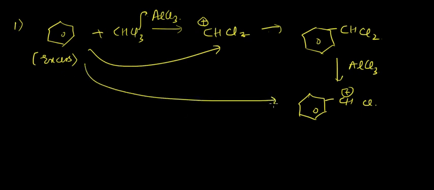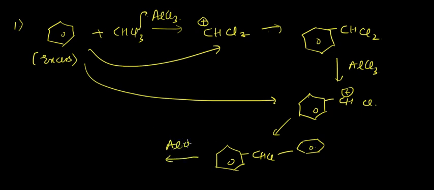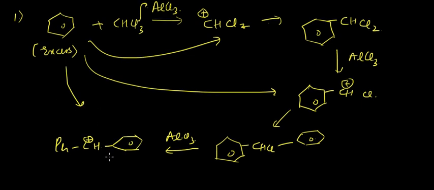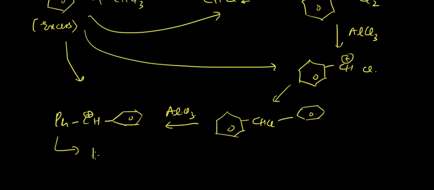As we have benzene in excess, we will get something like this: on the top of this compound we will get another benzene ring attached to it. Again we will have AlCl3. In the presence of AlCl3, we will have CH and phenyl rings attached to it. As we have this in excess, we will get something like Ph, CH, Ph, and three phenyl rings are attached to this carbon atom.